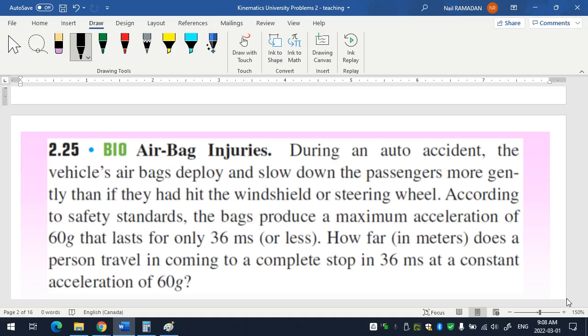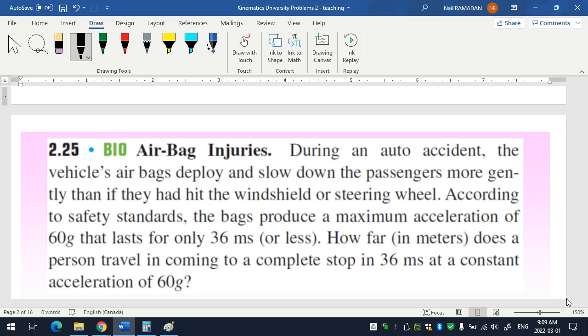According to safety standards, the bags produce a maximum acceleration of 60 G that lasts for only 36 milliseconds or less. Wow. So how far in meters does a person travel in coming to a complete stop in 36 milliseconds at a constant acceleration of 60 Gs? To a complete stop, what does that mean? Is the speed zero initially or finally? Finally. So you've got VF equals 0, a final velocity of 0, and only so much time to stop.